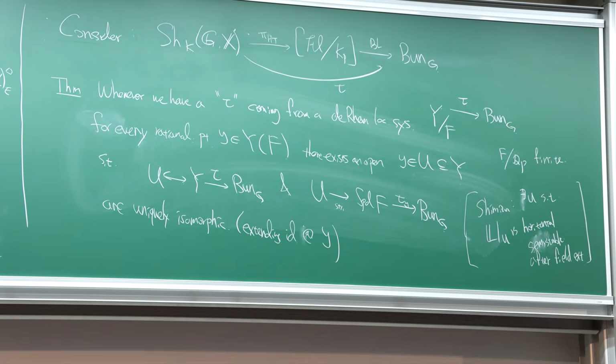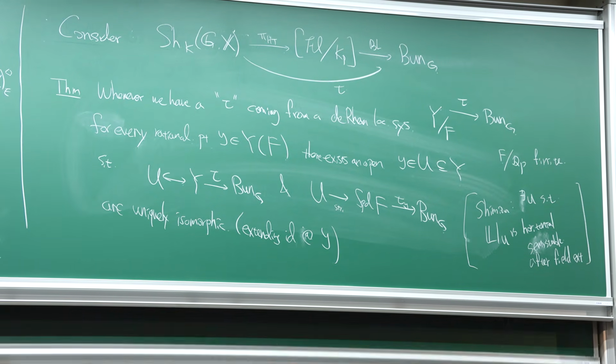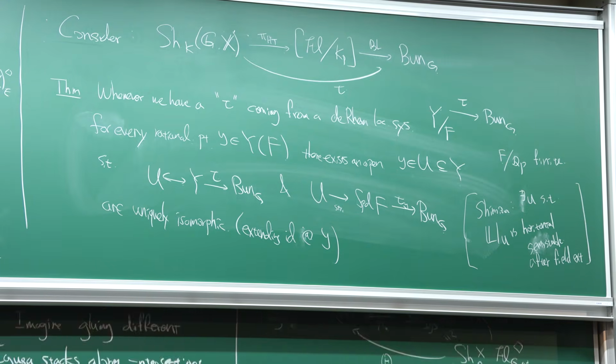So given this, why is that a useful thing? How do I actually know that there is a unique theta?